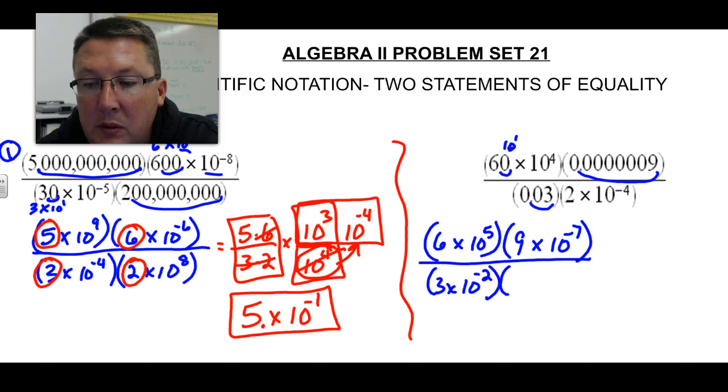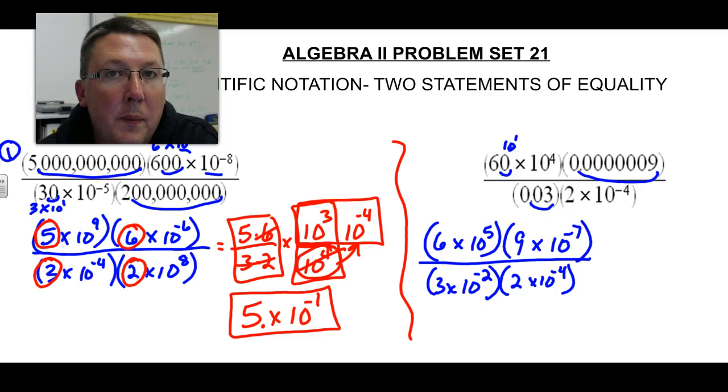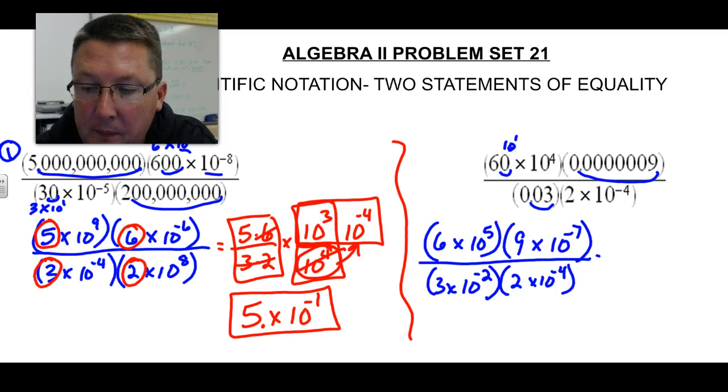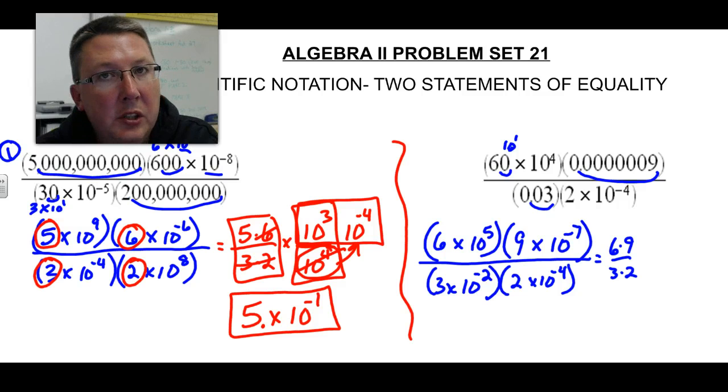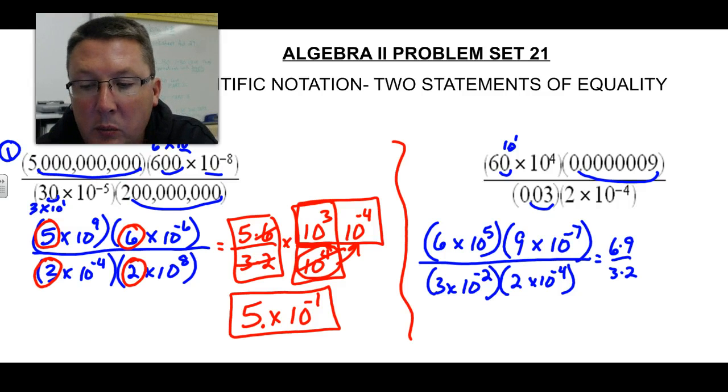And the last one, 2 times 10 to the negative 4th, is already in scientific notation, so it's ready to go. Okay, again, from here we're going to split things apart. Take just the numbers: 6 times 9 over 3 times 2. Again, if you want, you can multiply that together, have 54 over 6, and then we'll reduce.